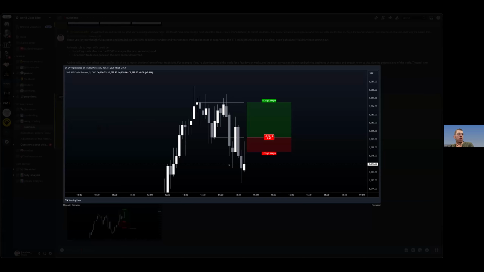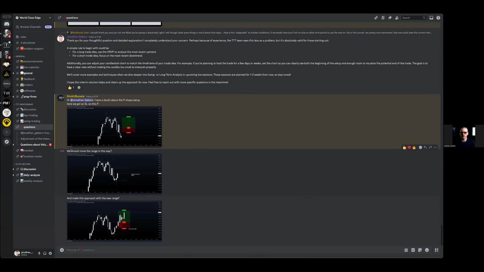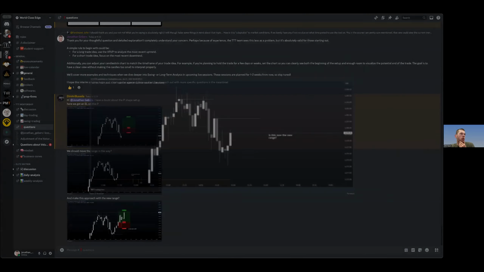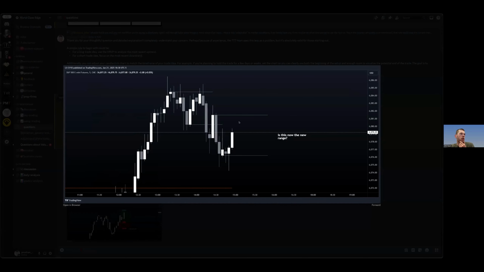That's perfect. Everything is fine and correct. No problem with that. We should move the range in that way. So first range, then we break in, fake break in, we continue to the downside. Then you see this as... I don't understand the logic behind this line, and also not this line, because we still have the P shape.